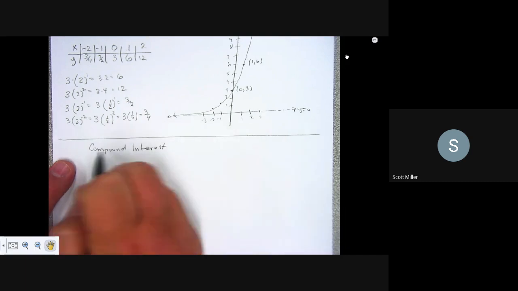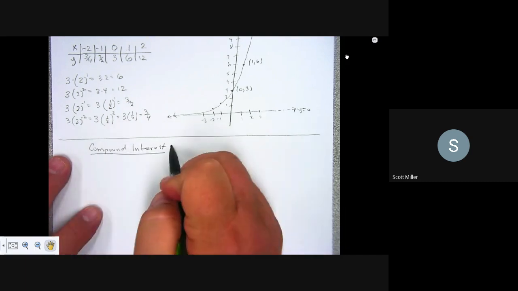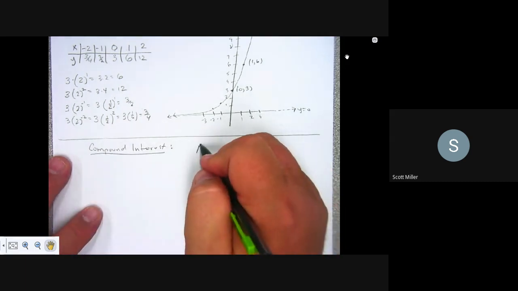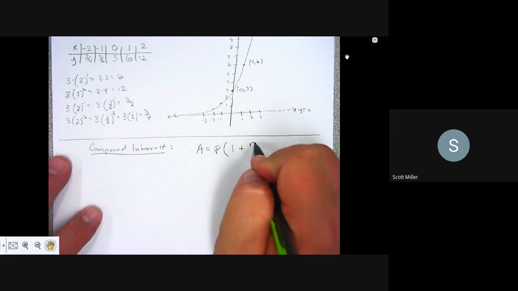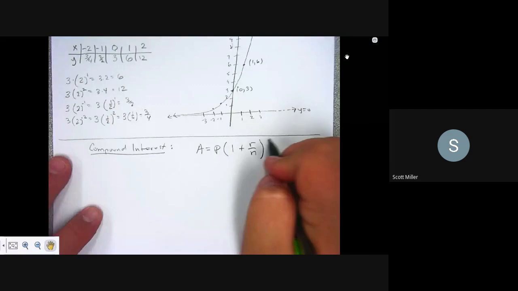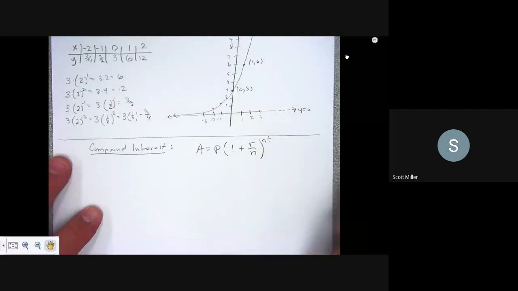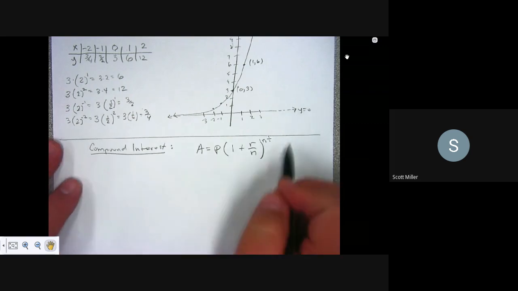It is a formula. In Algebra 2, you do this formula also. In Algebra 2, I require them to memorize it. I will not require you to memorize this formula. I will just require you to know how the numbers go into the formula. So here's the formula, compound interest.